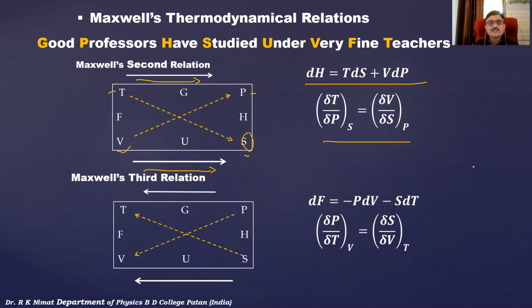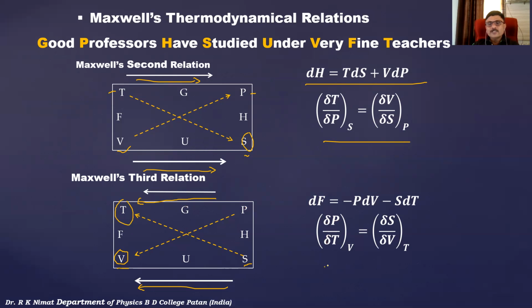And finally, you can write the Maxwell's third relation. You only have to change the direction of the arrows. So take the arrows in this direction, in the backward direction. And now take the differentiation of P with respect to T at constant V, because the diagonal arrows will be from S to T and P to V. So the end point is at V. Therefore, first of all, you have to write delta P by delta T, and the end of the arrow is at V. So this variable will be constant. So delta P by delta T at constant V is equal to delta S by delta V at constant T.